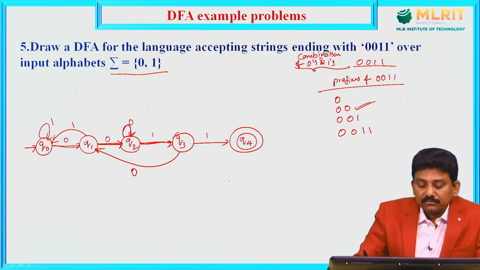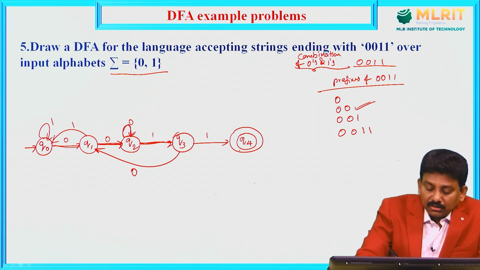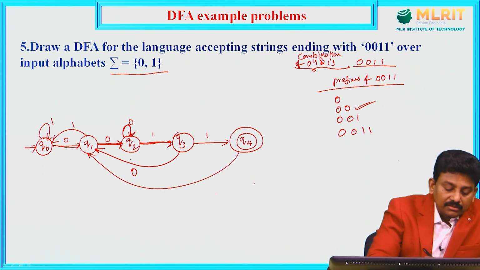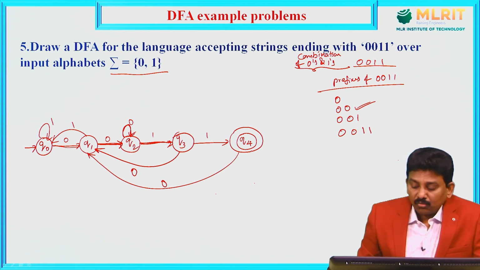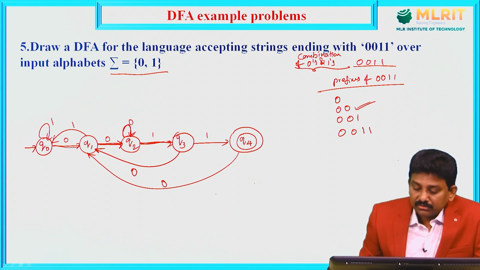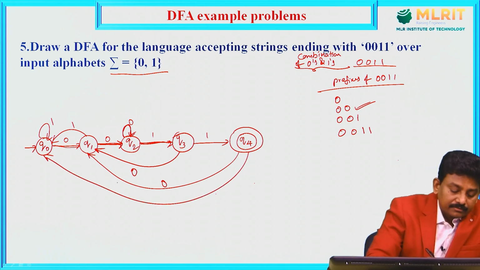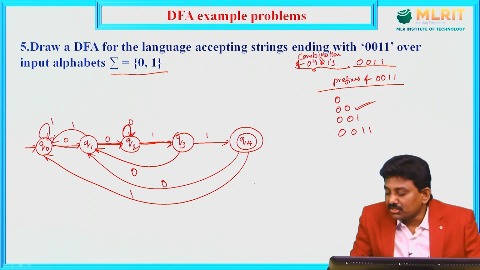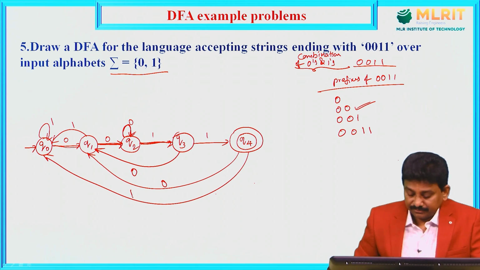In Q4, if you read 0, that is a prefix, so I go back to Q1. Then 0, next 1, 1 comes, and I can go to the final state. If 1 comes, 1 is not a prefix of 0 0 1 1, so I should go back to the initial state. This is the transition diagram for the DFA accepting strings ending with 0 0 1 1.